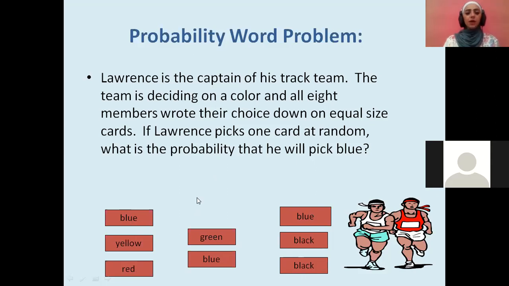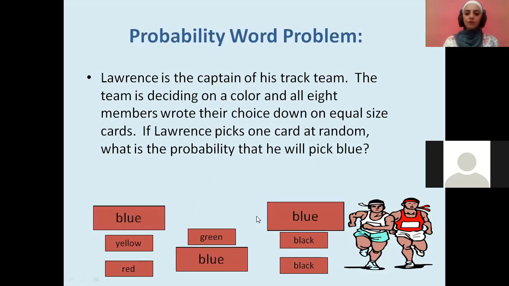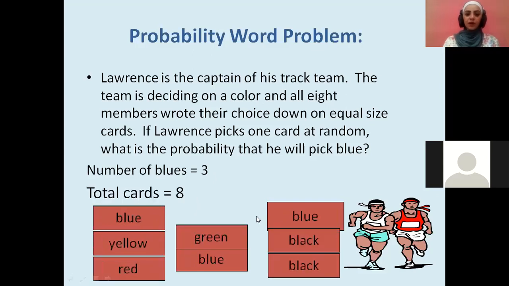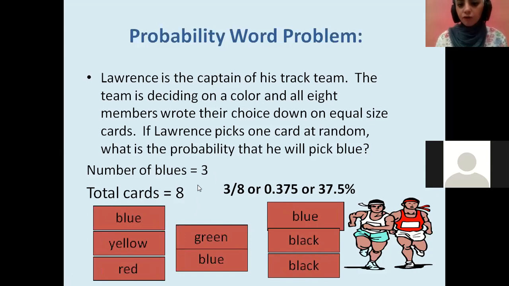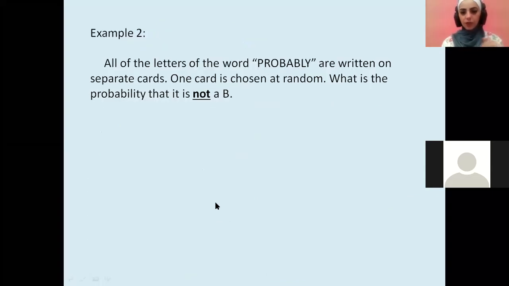You don't need to do long division to find how much 3 divided by 8 is. If you write it like, see, we have 3 blue cards out of 8. You can just write your answer as 3/8. And it's not necessary to do long division and give it as 0.375, which is 37.5%. 3/8 is enough. Thank you, Ragad. You're welcome. Let's go to this example.